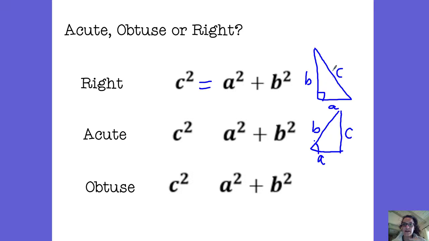So if in this triangle, c squared is equal to b squared plus a squared, well, we just made c smaller in this acute triangle because we made that angle smaller. So that means that c squared is going to be less than a squared plus b squared.